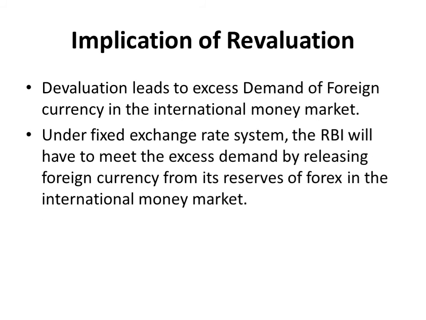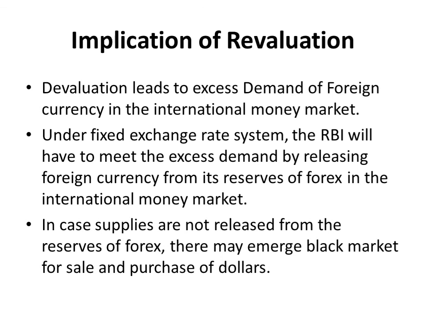Under the fixed exchange rate system, the RBI will have to meet the excess demand by releasing foreign currency from the reserves in the international money market. If the RBI doesn't do this, a black market may emerge for the sale and purchase of dollars. So hence under fixed exchange rate system, if supply is more, the government will buy. If demand is more, the government will supply foreign currency. That's a simple fundamental implication.